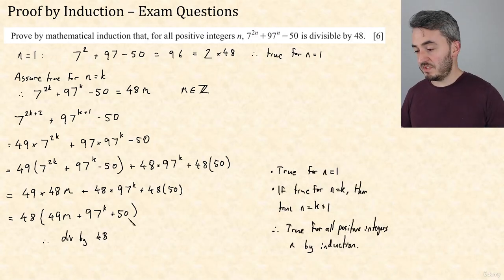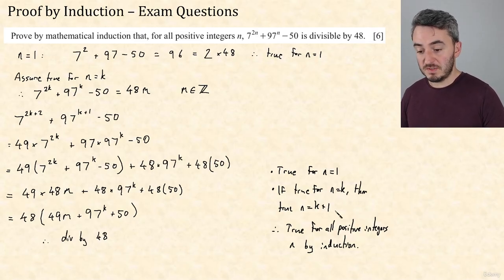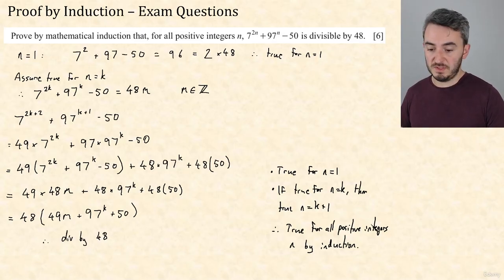So then I just finish with the same stock conclusion that I'll use for all of these. True for n equals 1. We did that up here. We've also shown that if it's true for n equals k, then it's true for n equals k plus 1. So it's true for all positive integers n by induction. And we're done.